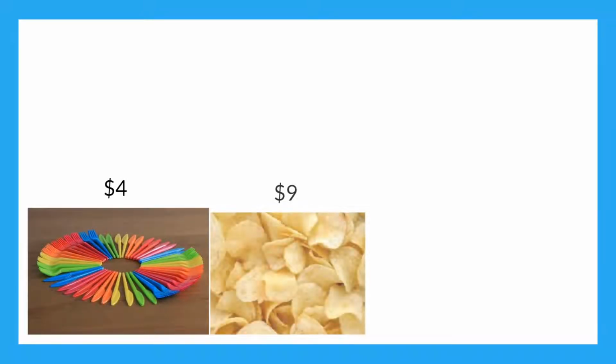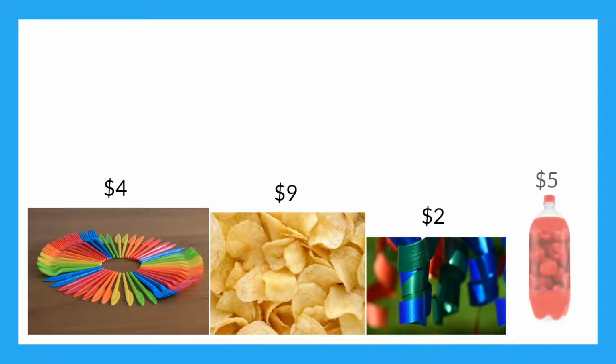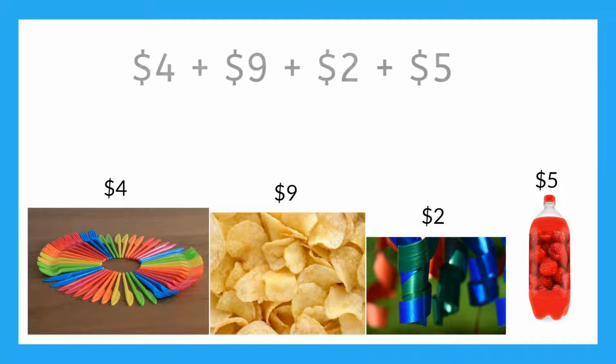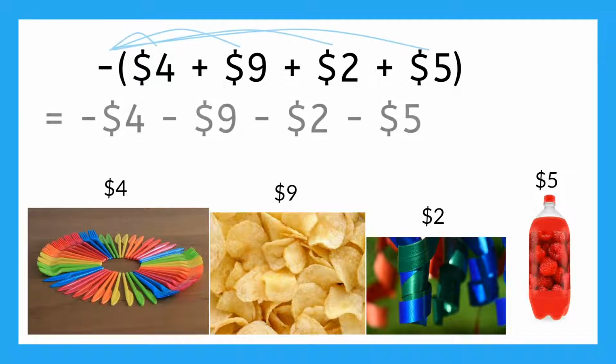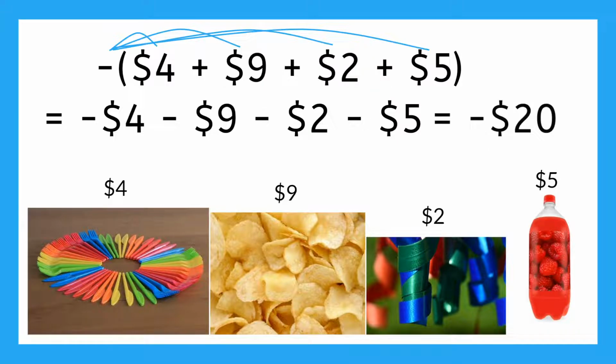We're going to have to pay for everything. The utensils cost $4, the chips cost $9, the streamers cost $2, and the soda costs $5. These costs all seem like positive numbers, but we're not gaining that much money. We're giving it to the cashier. So after we put all the costs together, we have to remember that the money is being subtracted from us. This is another case of distribution. We can distribute the negative to everything. Just imagine it's a -1. So we're going to pay 4, pay 9, pay 2, and pay 5 for a total payment of $20.